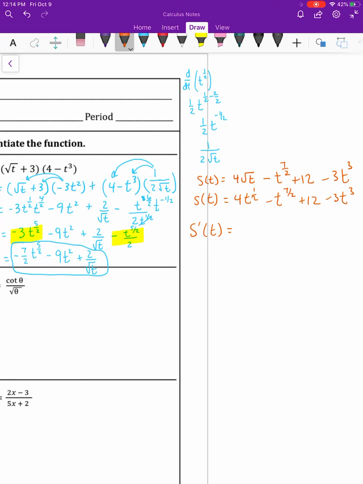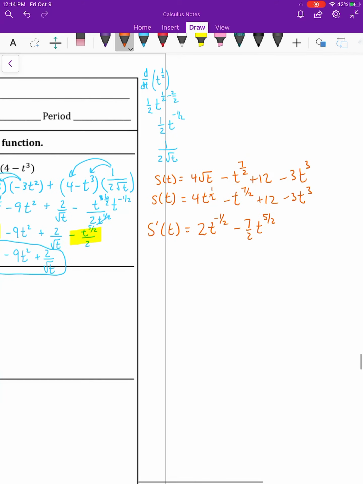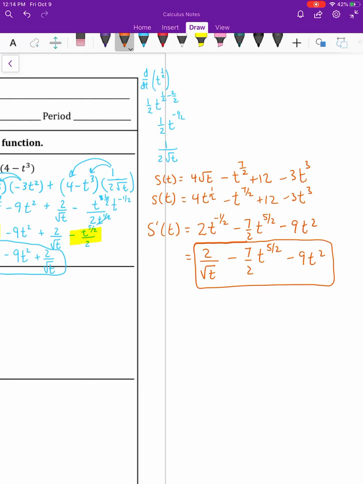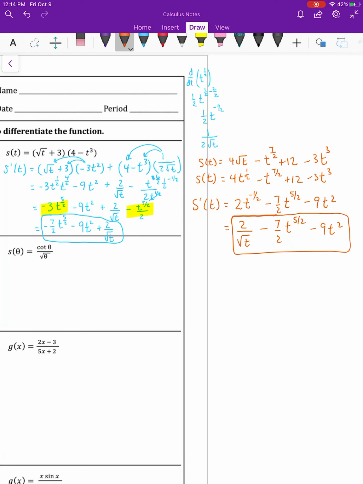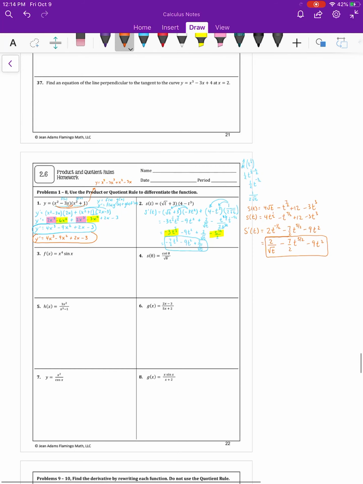Bring the 1/2 down times the 4, I get 2t to the -1/2 minus 7/2 t to the 5/2, because I subtracted 2/2. That would be 0. Derivative would be 0 of 12 minus 9t squared. So 2 over the square root of t minus 7/2 t to the 5/2 minus 9t squared would be my derivative if I would have multiplied them out first. Do my derivatives match? Yes, they do. Okay, so that's your product rule.